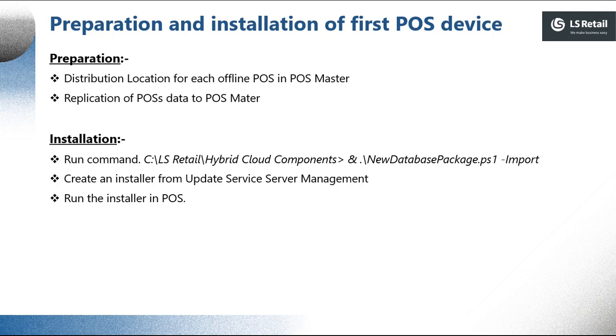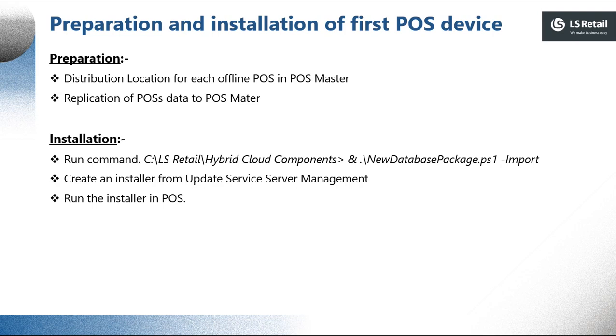The first step is to open the PowerShell as an administrator in the HCS VM that is created in Azure. Then change your directory to the hybrid cloud components folder and run the command as shown in this particular screen, which is ./New-DatabasePackage.ps1 -import. After this command is run in PowerShell, the next step is to create the installer from update service server management.